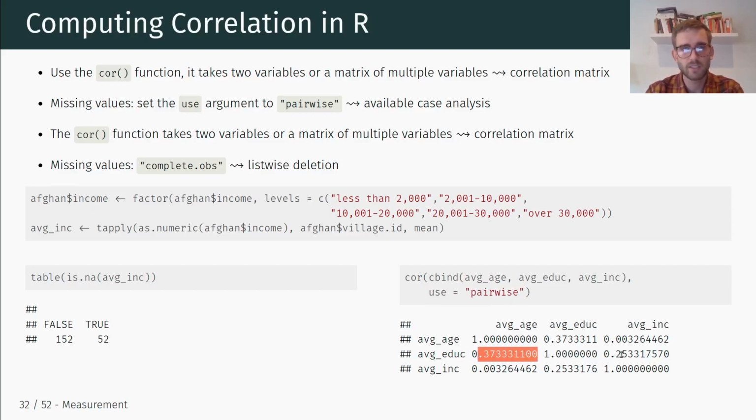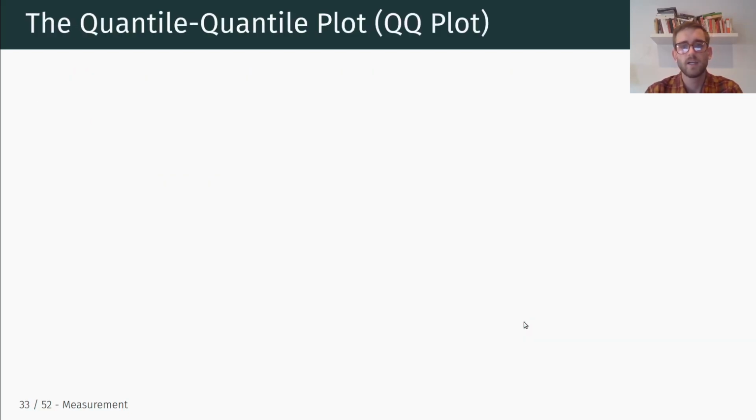Right? So the matrix here is a matrix where in the diagonal the correlation is of course 1 because it's the same variable, average age and average age. And then in the off diagonal we see the correlation between each of those individual continuous or quasi-continuous variables, right? So age and education is positively correlated, as we've seen before. Average education and average income is also positively correlated, but the correlation between average age and average income is much lower, almost 0.